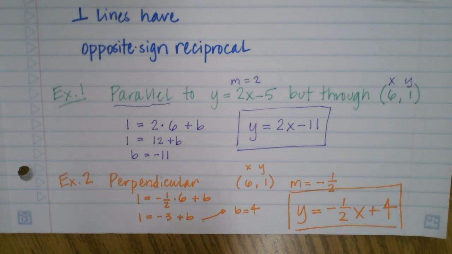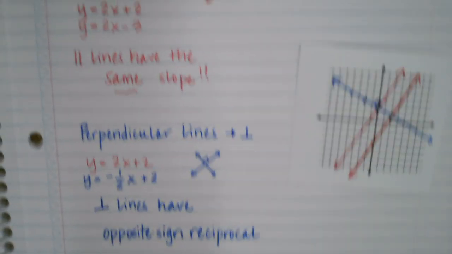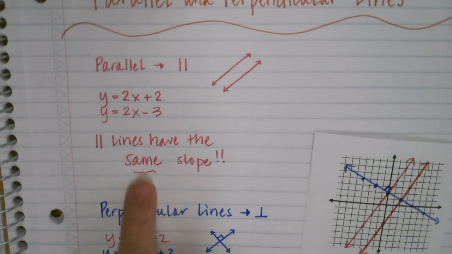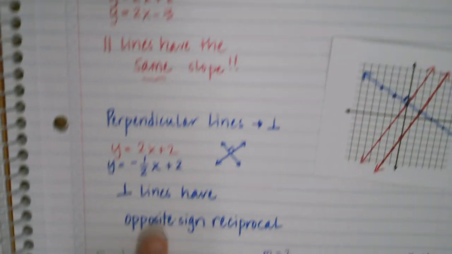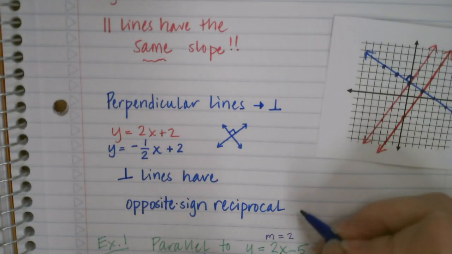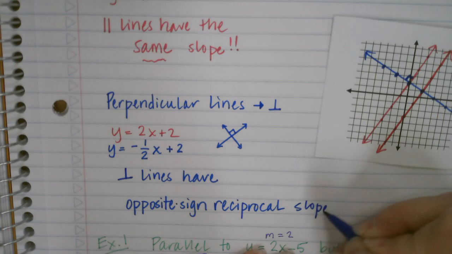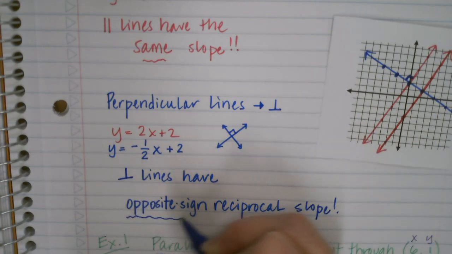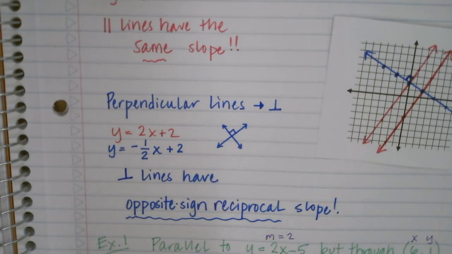All right, so just to summarize, lines that are parallel have the same slope. Lines that are perpendicular use the opposite sign reciprocal slope. I forgot the word slope here. So opposite sign reciprocal for the slope. All right, I think that takes care of everything. So now let's go practice.